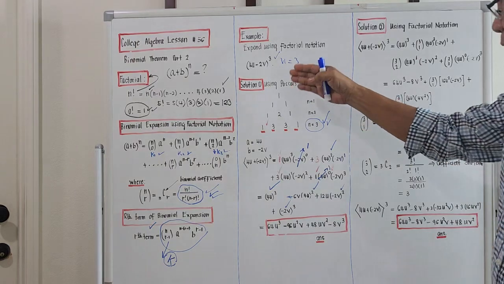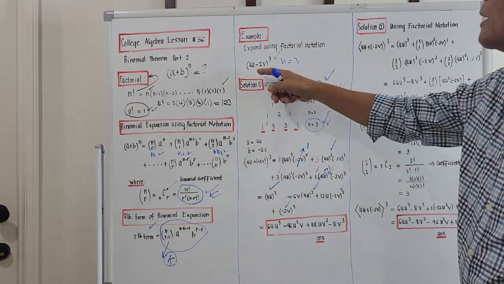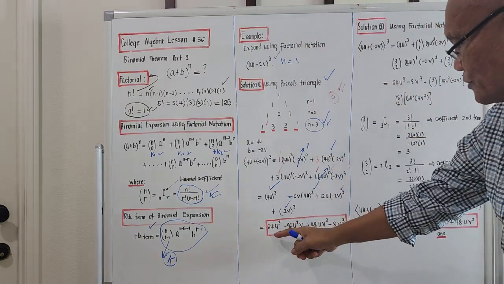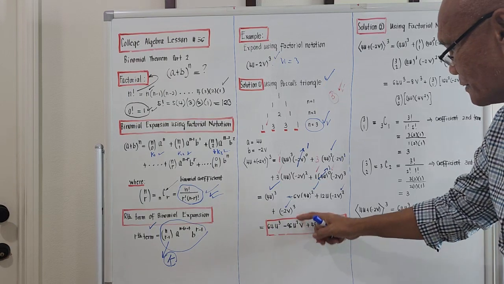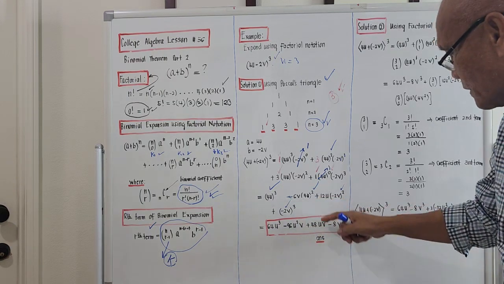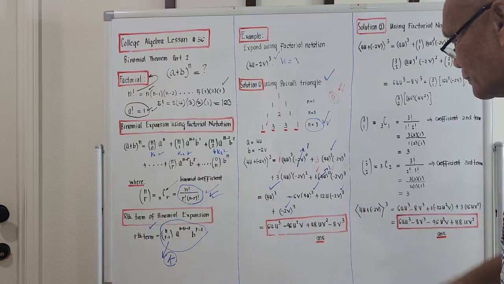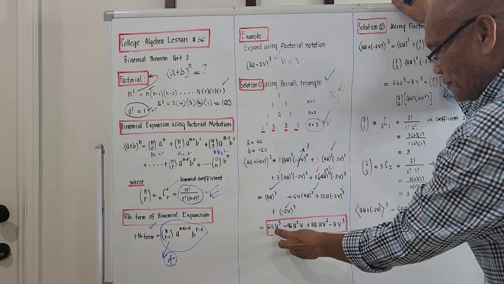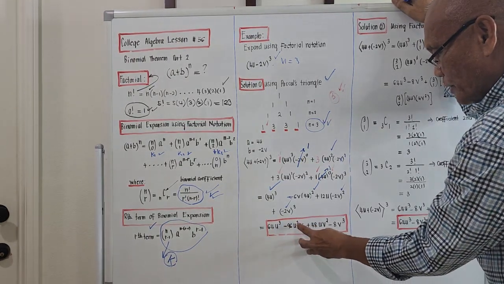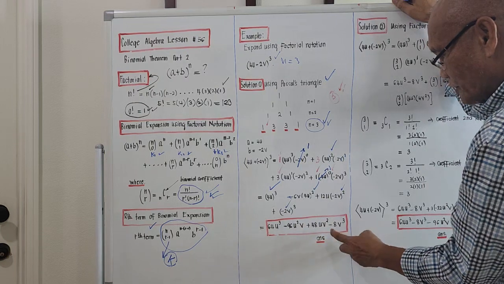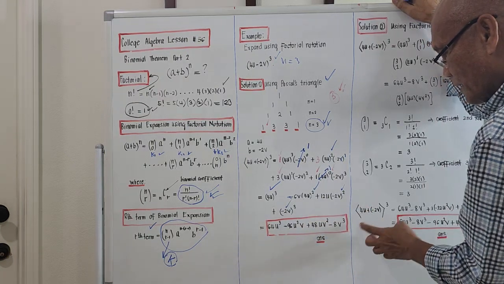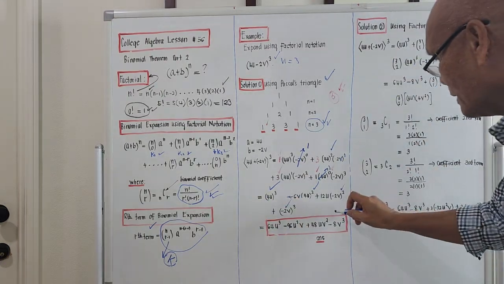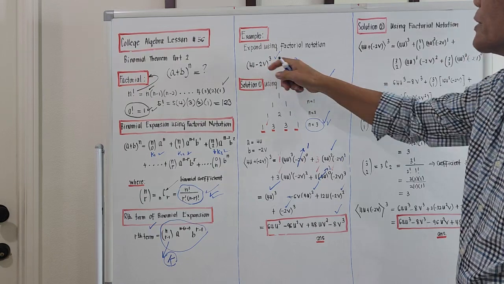So the expansion of the given binomial expression, 4u minus 2b to the third power, has 4 terms, right? It should be 64u cubed minus 96u squared b plus 48ub squared minus 8b cubed. If we check it, the total exponent of the first term is 3: 3 plus 0 is 3, right? Second term, it will be 2 plus 1, it's 3 also. Third term, it will be 1 plus 2, it's 3 also. And the last part is 0 plus 3. So it's correct. This is the final answer for the expansion of 4u minus 2b to the third power.